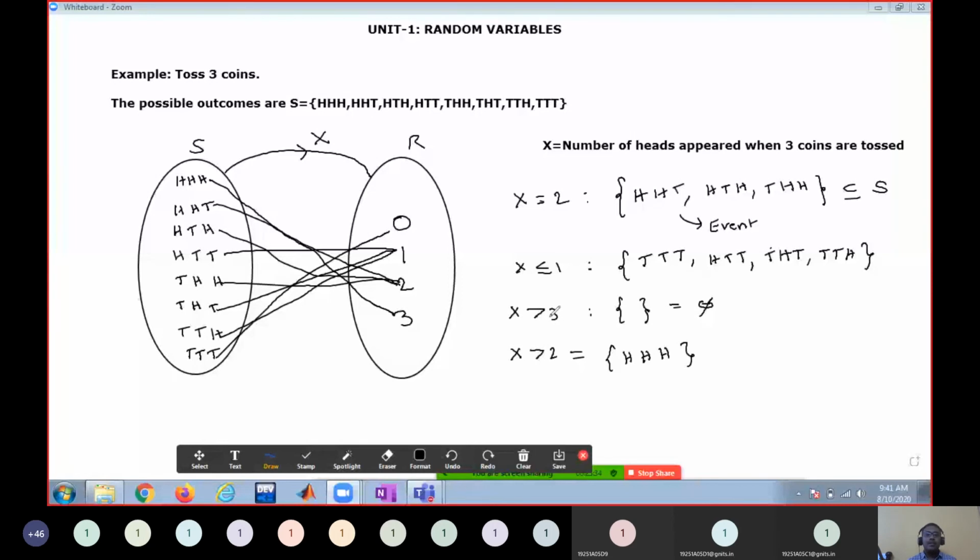Right? So what is happening here? I'm able to replace the description of the events with mathematical symbols. You don't need to write down the probability of, okay, exactly 2 heads.